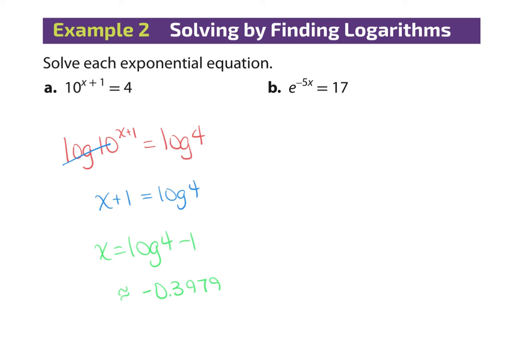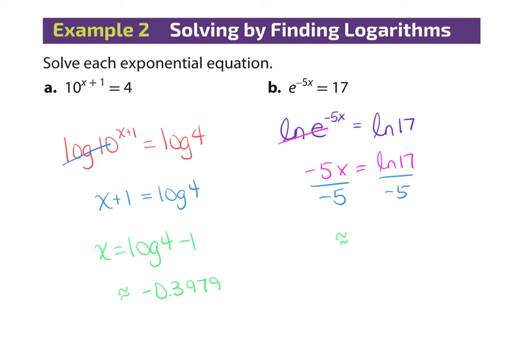When you have something like b, I obviously don't want to use common log here. I mean, you could, but that's not the easiest way to do it. If I have something like this, I'm going to use natural log. Natural log of e to the negative 5x equals natural log of 17. My natural logs cancel each other out. Negative 5x equals natural log of 17. Divide both sides by negative 5. When you put that into your calculator, you get approximately negative 0.5666 decimal approximation.